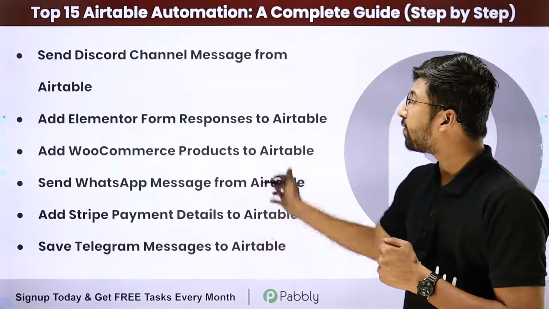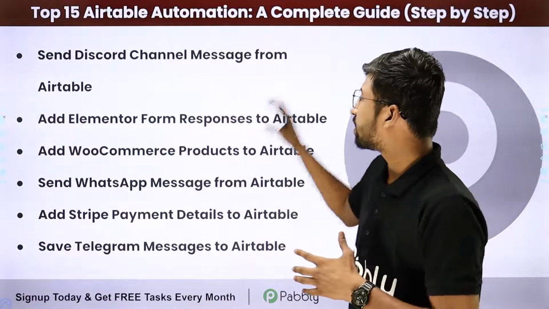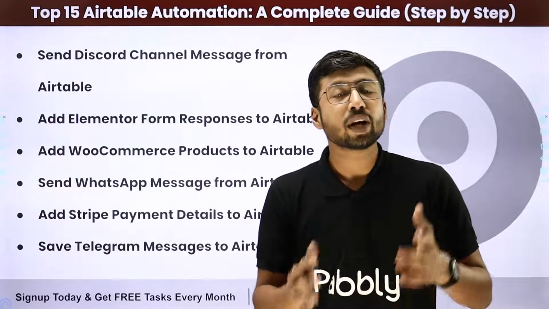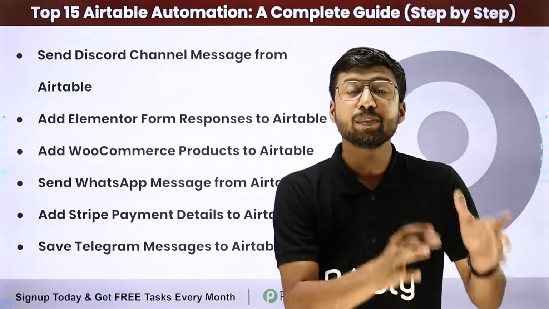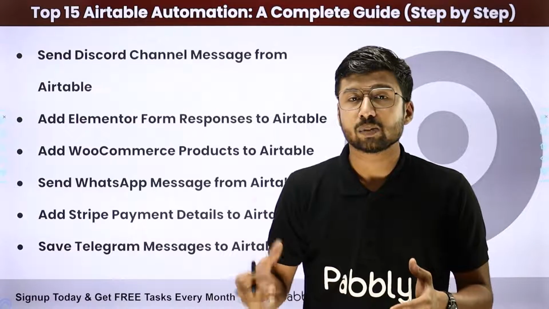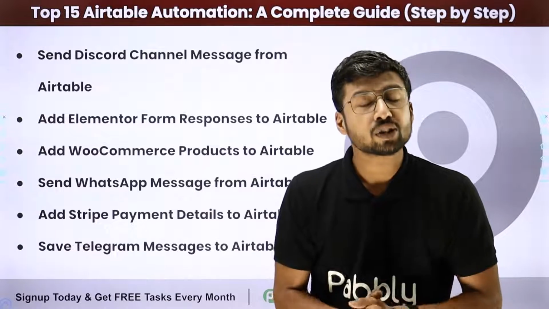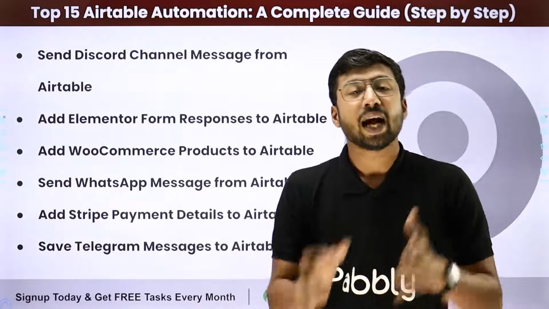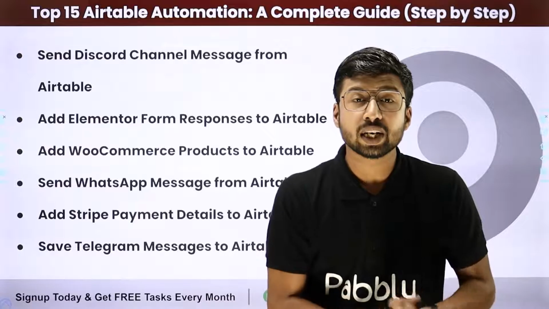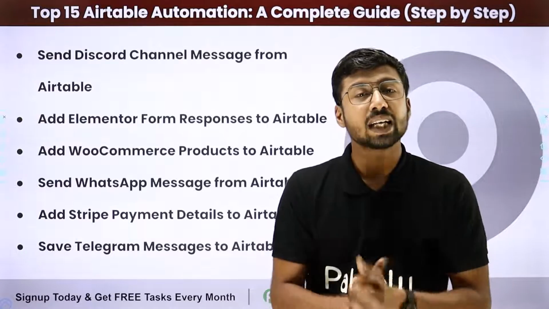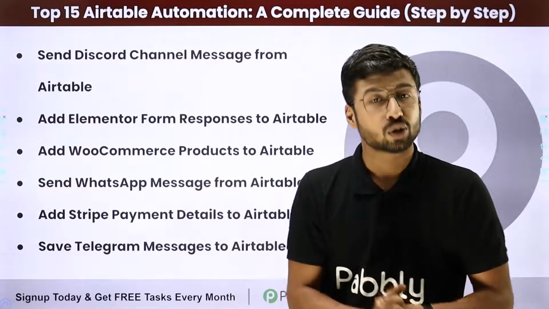The first automation that we have is sending Discord channel messages from Airtable. Let's say you are adding some data, some record in Airtable and you want to send those details as a message on your Discord channel to update your team members. Using this automation, you can achieve that. As you add a new record, a new row of data in Airtable, immediately that data will be sent as a message on your Discord channel.